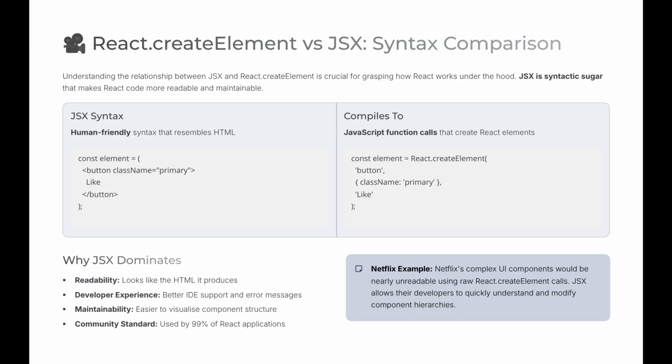Now let's discuss a conceptual question interviewers often ask. What's the difference between React's createElement function and JSX? JSX is a special syntax that looks like HTML, but is actually JavaScript. When you write JSX, it gets compiled into createElement calls under the hood. For example, imagine writing a button in JSX with the text like and a primary style applied. React automatically compiles that into a createElement call, which produces the same button structure in JavaScript.